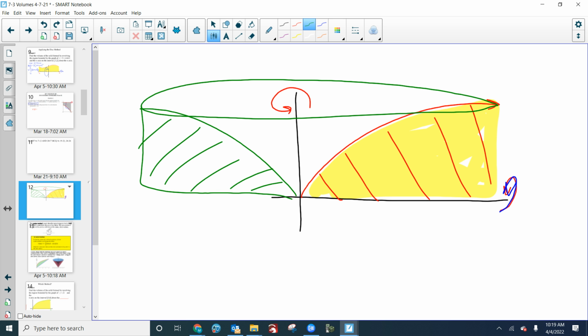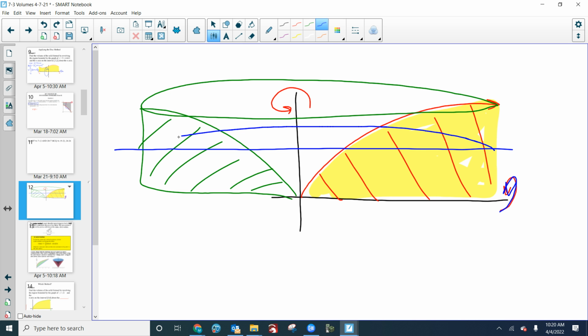A cross section taken perpendicular to the axis of revolution. What is that? Slice it. Look at it. Cool. With a K. Yeah. Ready? If I were to take that circle, that's a solid disk.